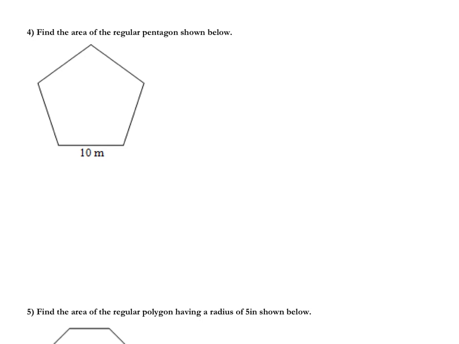Alright, so it says find the area of the regular pentagon shown below. Remember that the first thing we need to do is find a central angle. You do that by taking 360 divided by the number of sides. Since this is a pentagon, you would divide it by 5. Okay, a pentagon has 5 sides. And that gives us 72 degrees.